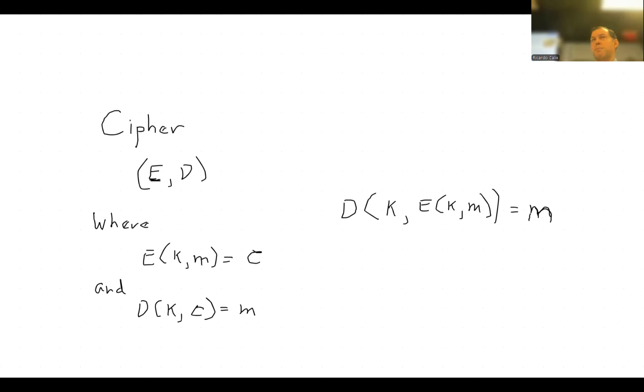So E is often randomized. So you'll have some bytes to perform the encryption. And that's basically the idea.